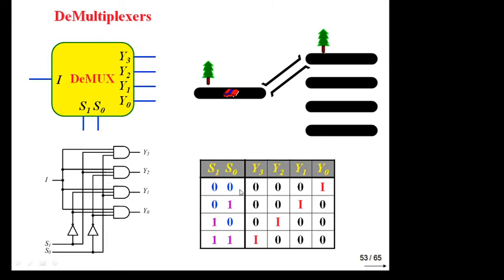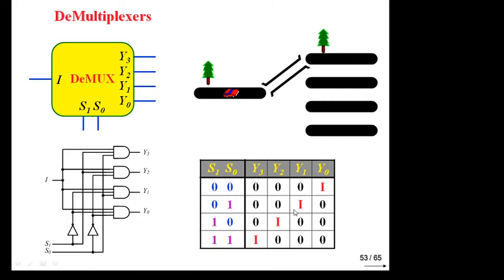This is your value. Suppose the value is 0 0, this works in 0 0, this in 0 1, this works in 1 0, this works in 1 1. So at one time, if the value is 0 0, the input is selected to this output. If the value is 0 1, it is selected to this. If 1 0, it is connected to this, and if 1 1, it is connected to this.